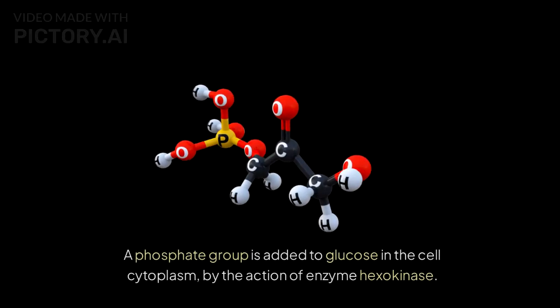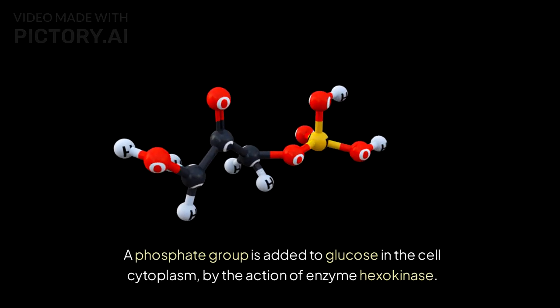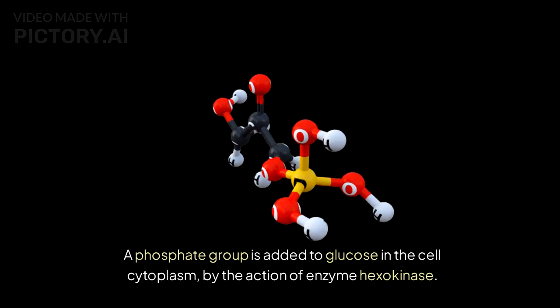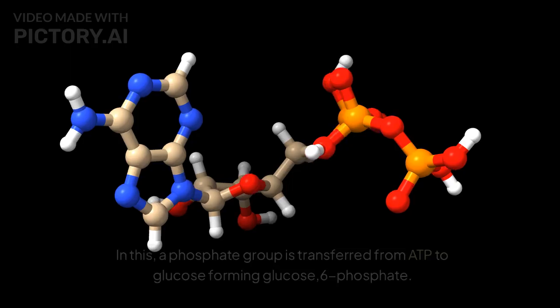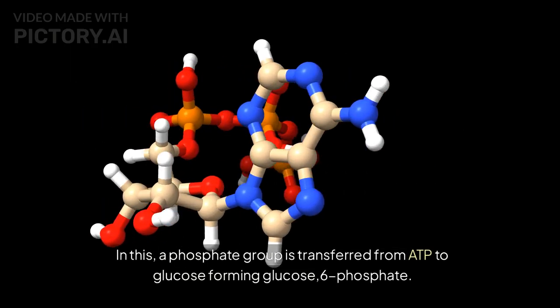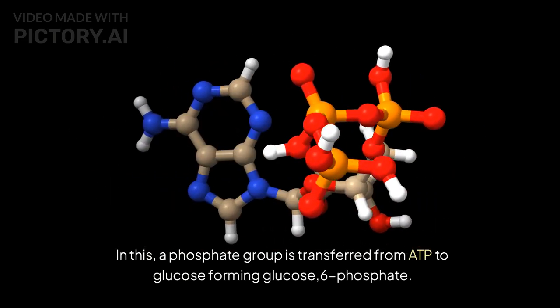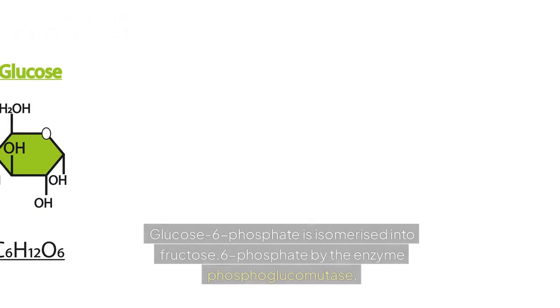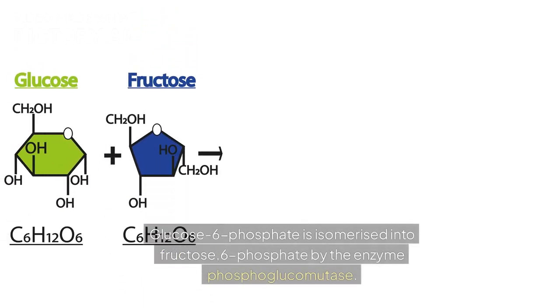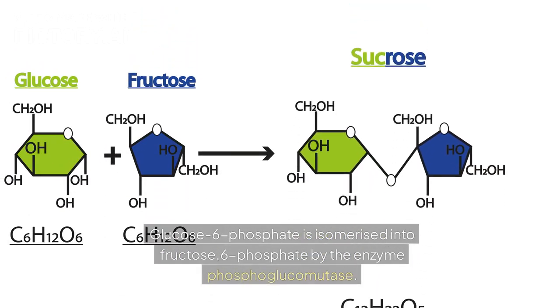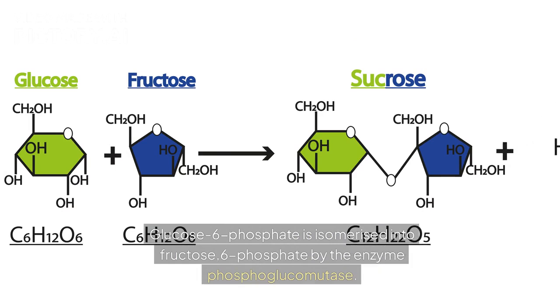Stage 1: A phosphate group is added to glucose in the cell cytoplasm by the action of the enzyme hexokinase. In this, a phosphate group is transferred from ATP to glucose, forming glucose 6-phosphate. Stage 2: Glucose 6-phosphate is isomerized into fructose 6-phosphate by the enzyme phosphoglucomutase.